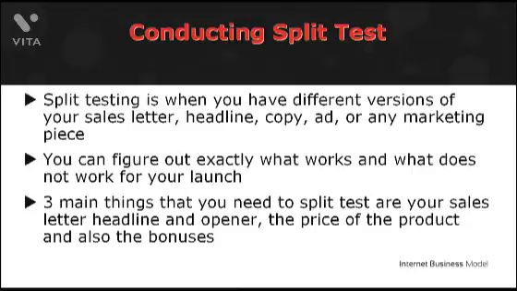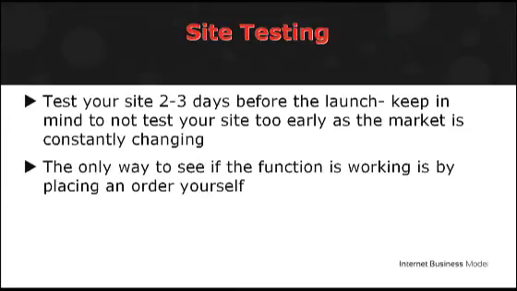Split testing is when you have different versions of your sales letter, headline, copy, ad, or any marketing collaterals. The way it works is traffic coming to your site is split evenly to the different versions of the sales letter or video. When you conduct controlled tests and gather empirical data, you can figure out exactly what works and what does not work for your launch. The three main things you need to split test are your headline, the price, and also the bonuses. Next is to test the sites. Test your site 2 to 3 days before the launch.